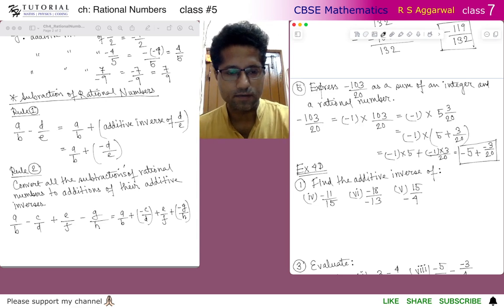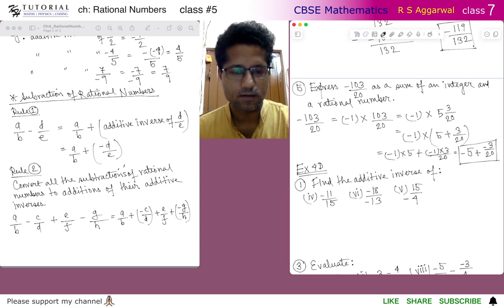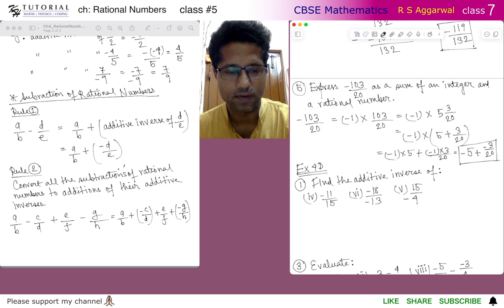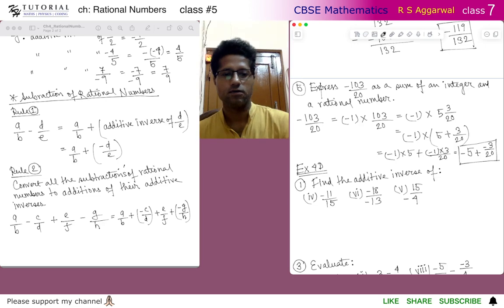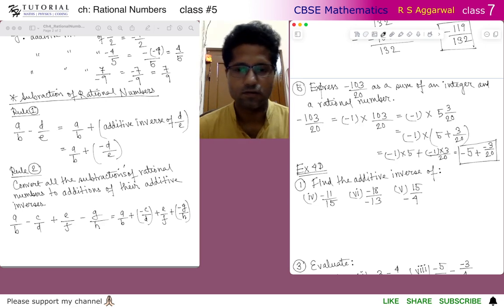So we are subtracting basically minus c by d and minus g by h. So we will convert the subtraction operation of c by d by the addition of the additive inverse of c by d, that is minus c by d. So we have a by b plus minus c by d, which is the additive inverse of c by d, plus e by f remains the same, and then to subtract g by h we add the additive inverse of g by h, which is minus g by h. It will be clear when we will solve some problems.